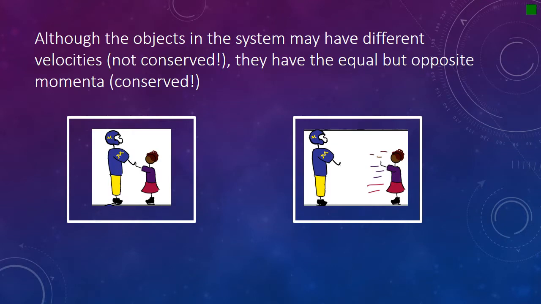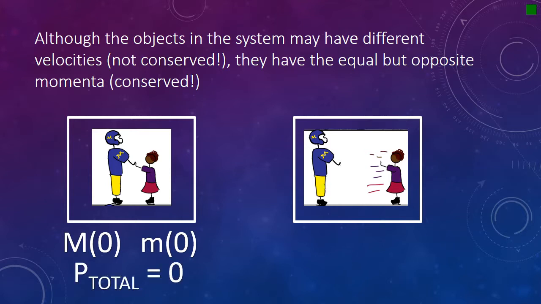Well, let's draw our before and after system. And even though they're going to have very different velocities, because velocities are not conserved, they will have equal but opposite momenta. So here we have a big mass and 0 velocity, so no momentum, for the football player in the before system. And we also have the elementary school student with a small mass and a zero velocity. So our total momentum is going to be zero.